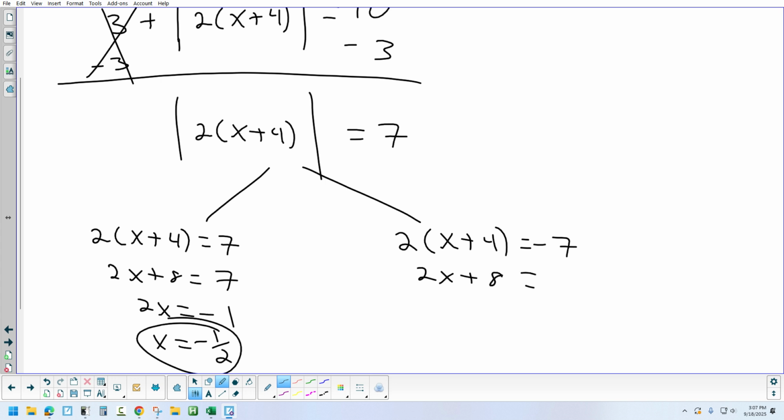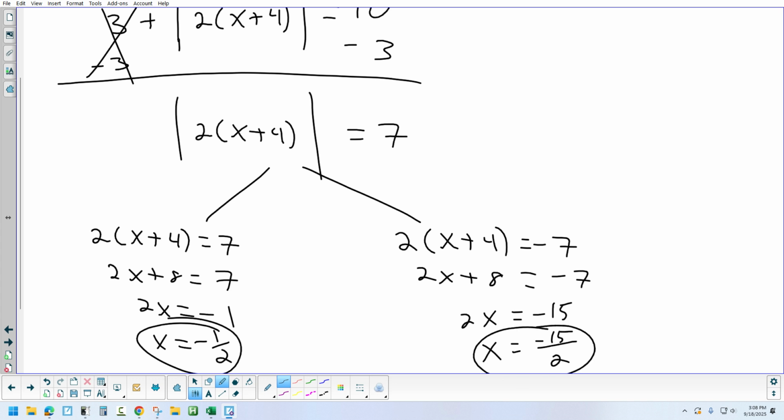starts out the same, 2x plus 8. But this time it's equal to negative 7. So we're going to get 2x equals negative 15. And we can leave it as a fraction. What would be our answer for x? Negative 15 over 2. Negative 15 over 2.